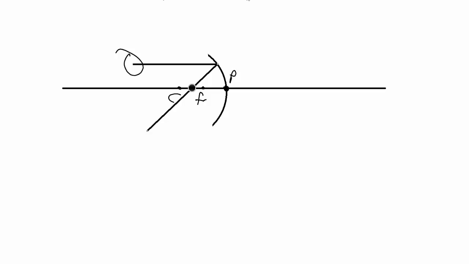Okay, and next we go on to if the object is at C itself. If the object is at C, the image would be formed at the center of curvature. Okay, and now say you have this. Now the object is between the focus and the center of curvature. So in that case, the image would be beyond C.